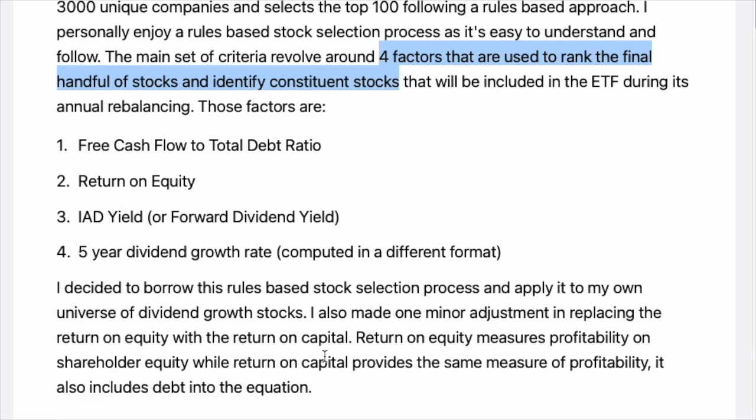I liked this 4-factor process so much I decided to borrow it, but I wanted to make it my own. So while I borrowed the process, I applied it to my own universe of dividend growth stocks. And I also made one minor adjustment. I replaced the return on equity with the return on capital. While both metrics measure profitability on shareholder equity, the return on capital also includes debt into the equation. Therefore, I believe it's a stronger and more favorable metric to use.